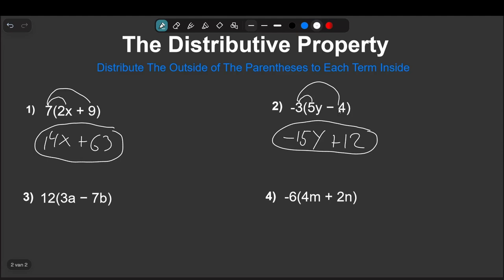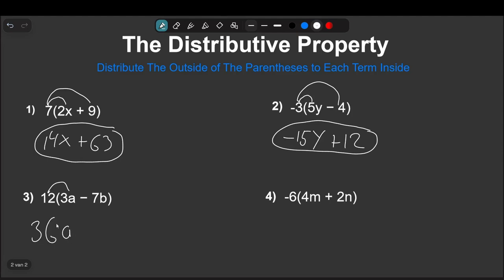So now let's go over example 3. For 3 we have 12 and then in parentheses 3a minus 7b. So, of course, the first thing we're going to do is look at the problem and we see we have two variables. This doesn't make it any worse or any different or any harder. It just tells us that we have two variables. So in this case, we're just going to do the exact same thing, and that is just multiplying. So we're going to do 12 times 3a.